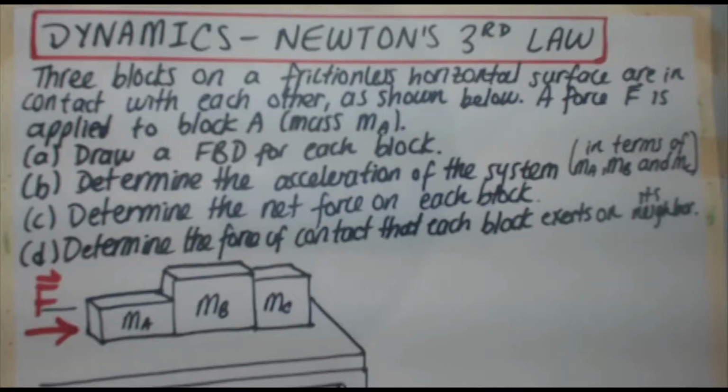Three blocks on a frictionless horizontal surface are in contact with each other, as shown below. A force F is applied to block A, mass ma. Part A, draw a free body diagram for each block. B, determine the acceleration of the system in terms of ma, mb, and mc. Part C, determine the net force on each block. And D, determine the force of contact that each block exerts on its neighbor.